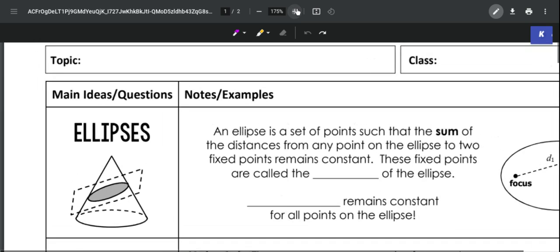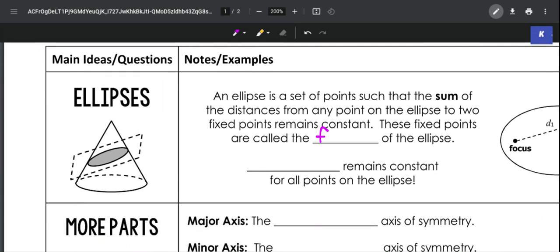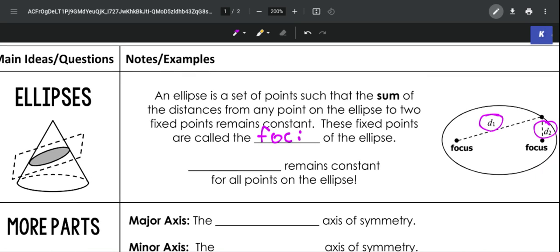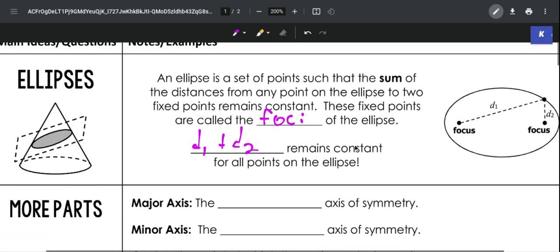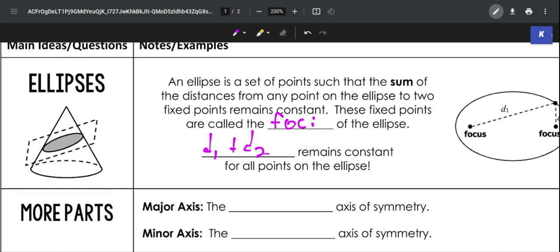So when we talk about foci, that's what we're talking about. That's a big term you'll need to know about an ellipse. And then the distances to those two points remain constant, so D1 plus D2 remains constant for all points on the ellipse. That's just some informational stuff. We'll be able to calculate the foci, but we're not going to be concerned too much about it other than the calculations.